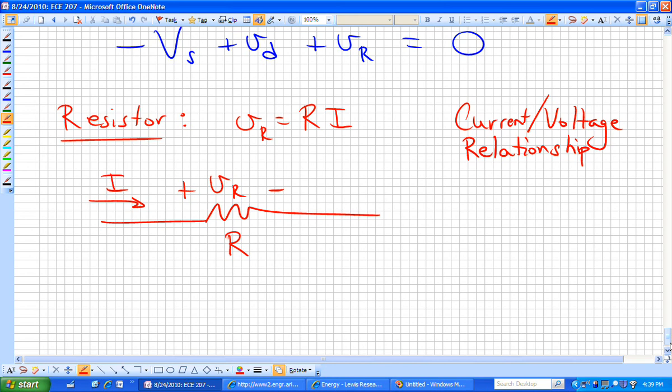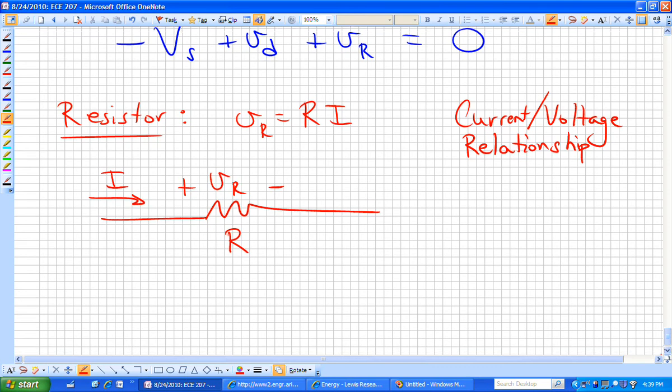And we already know what we want I to equal. We're trying to solve for R, and V sub D is a given. You go to Radio Shack and somebody says, here's a red LED, and you ask, what's its voltage? They might say it's 3 volts. So it likes to work at 3 volts. It has a voltage drop of 3 volts across it.